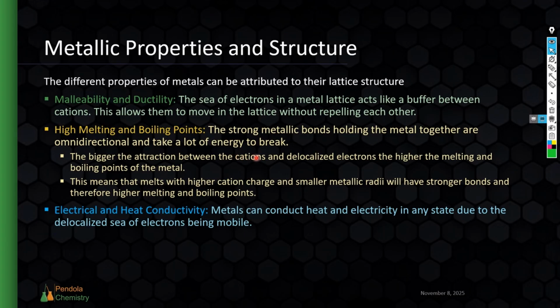The bigger the attraction between the cations and the delocalized electrons, the higher the melting point and the boiling point are going to be, just like with ionic compounds. The only difference was that instead of the delocalized electrons, you had cations and anions. But that means the same thing. It means that if you have a higher cation charge or a smaller metallic radius, you're going to get stronger metallic bonds that take more energy to break and therefore higher melting and boiling points.